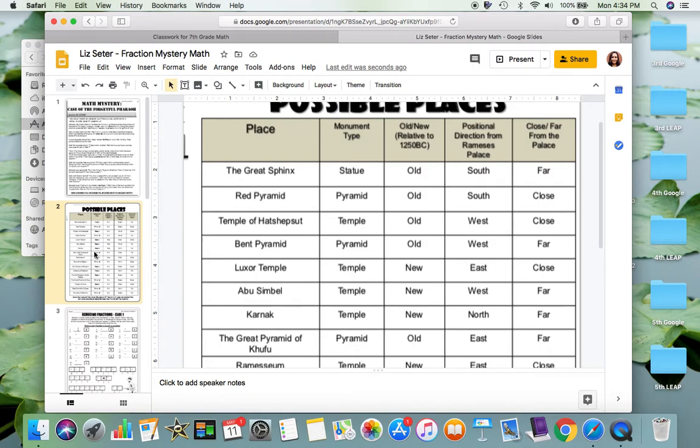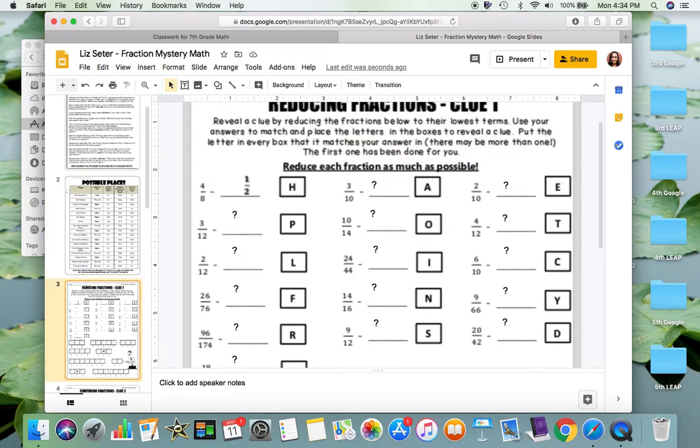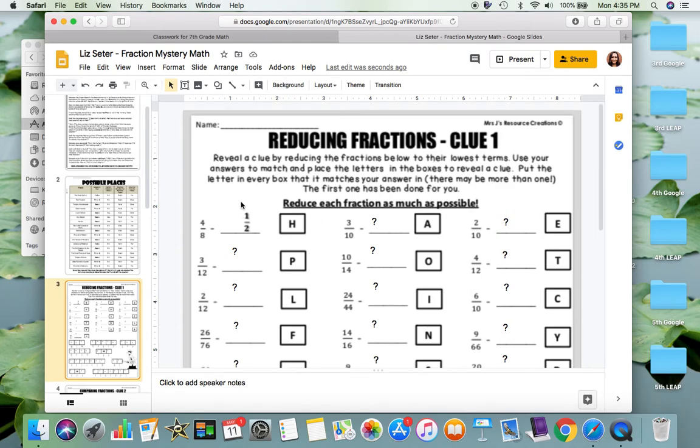This next page is going to be your clue number 1. Again, you have 5 clues. Make sure you read the directions very carefully. This first one wants it in simplest or lowest form. They did the first one for you. If I have 4/8, and they probably should have put an equal sign here, they put a subtraction sign, but let's pretend that's an equal sign. You want to find a common factor for the numerator and denominator and put it in lowest form. The first one has been done for you.